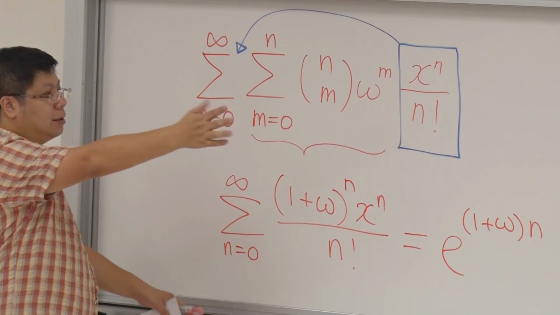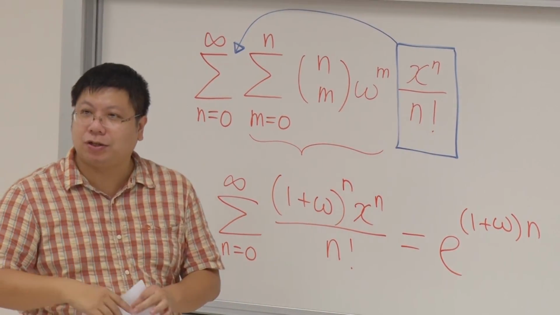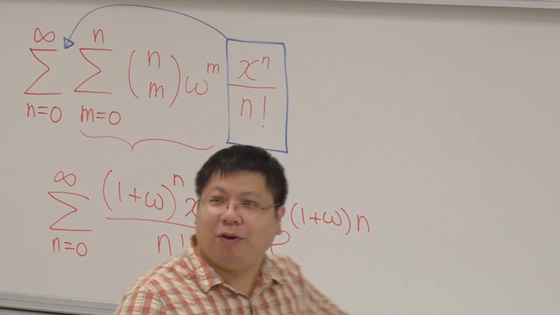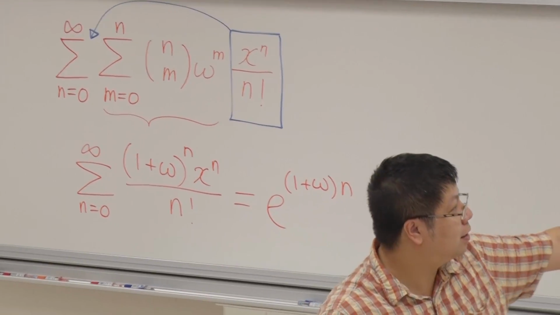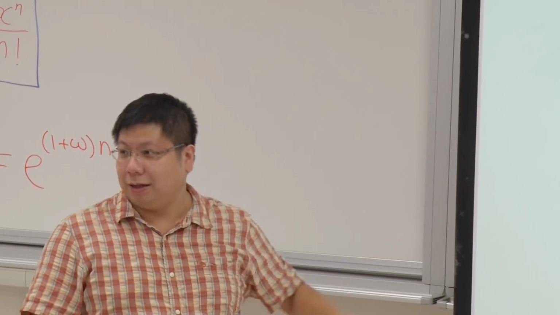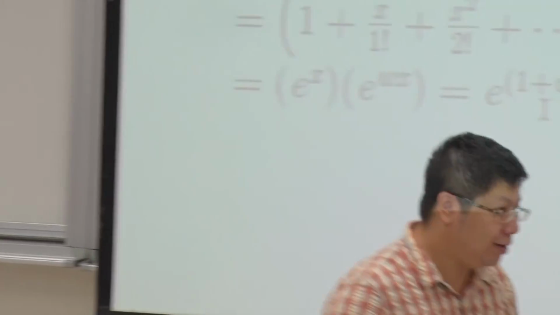It depends on how you combine the terms. I'm more familiar with the binomial theorem, so I use that. Simon is more familiar with the exponential, so he's using a different one. Okay, thank you.